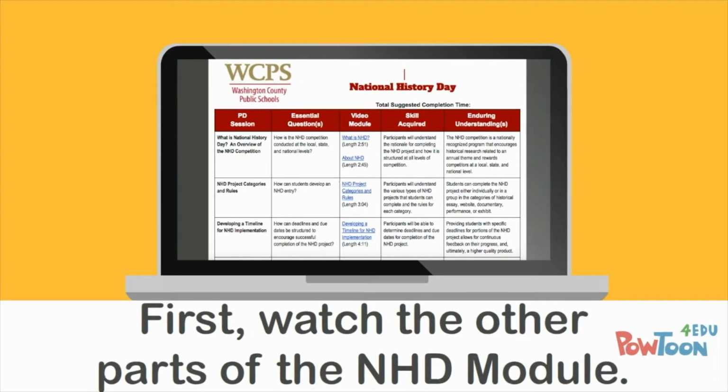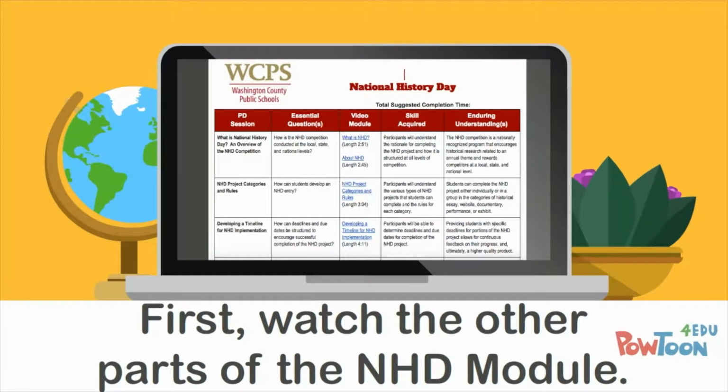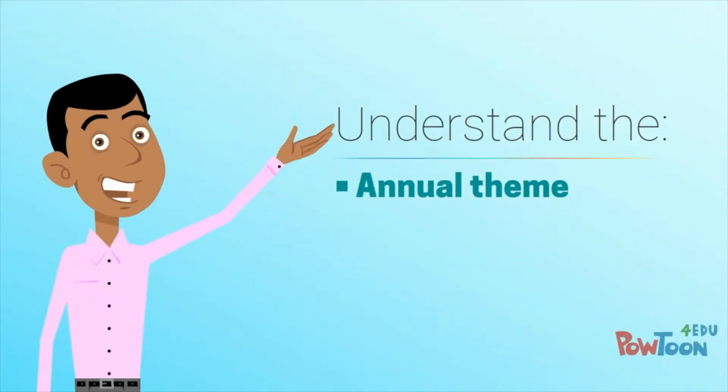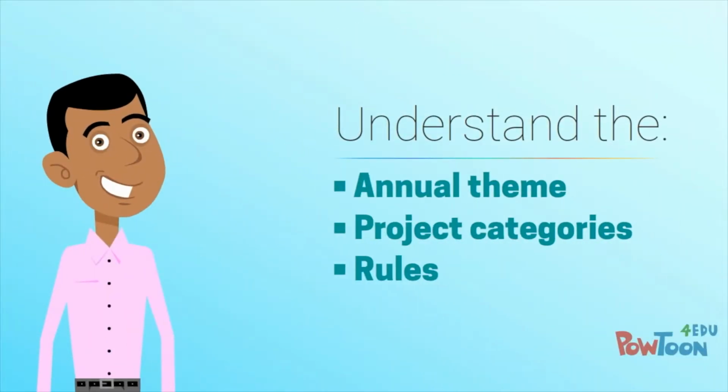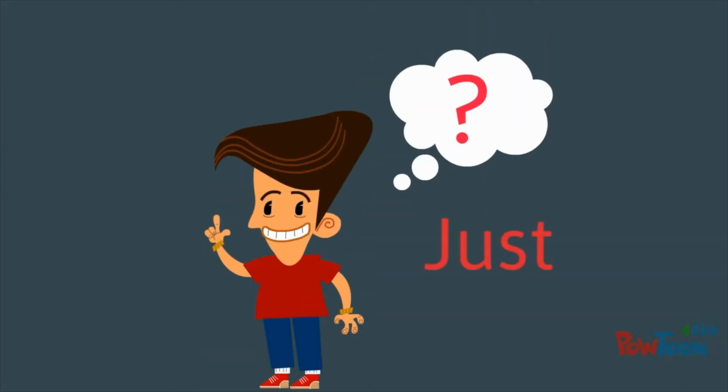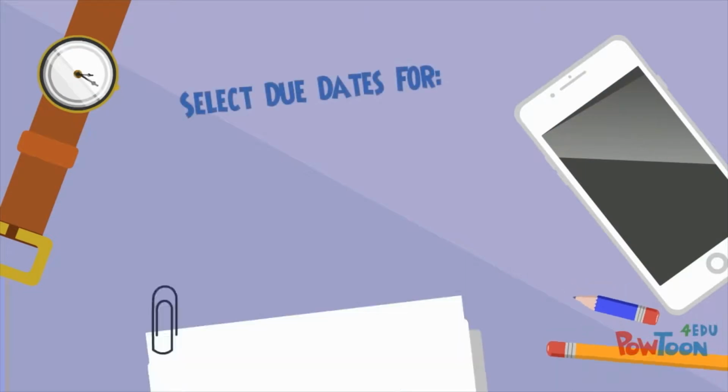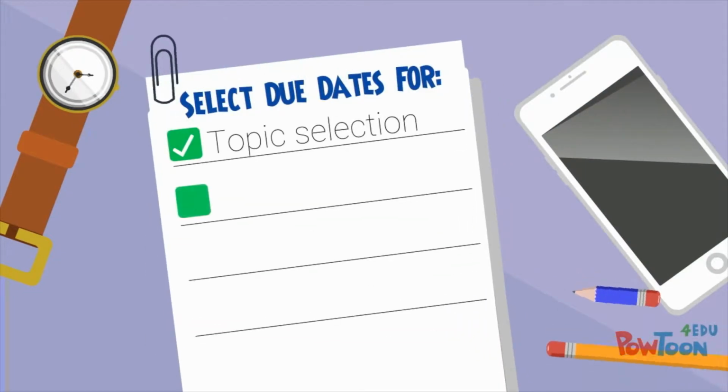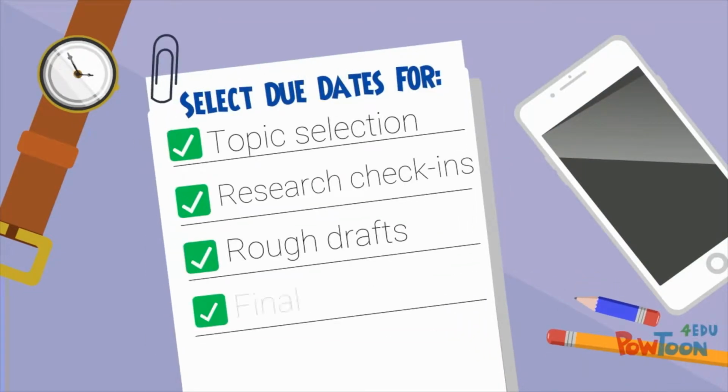Before talking to your students or their parents about NHD, make sure you've completed the other tasks described in previous modules. First, familiarize yourself with the annual theme, project categories, and rules. You'll want to be prepared when you are peppered with questions. Second, determine your timeline for project completion. Decide on due dates for topic selections, research check-ins, rough drafts, and final projects. Both you and your students will feel stressed if there isn't enough time to complete or assess projects accurately.